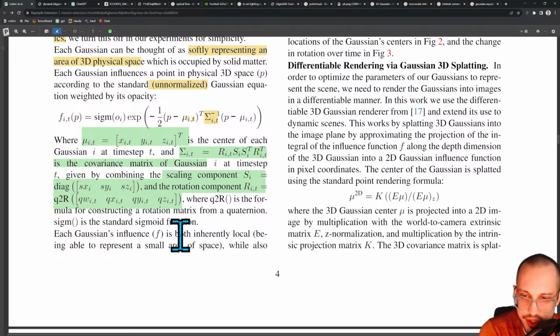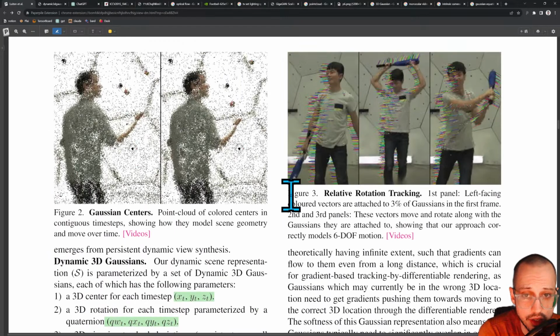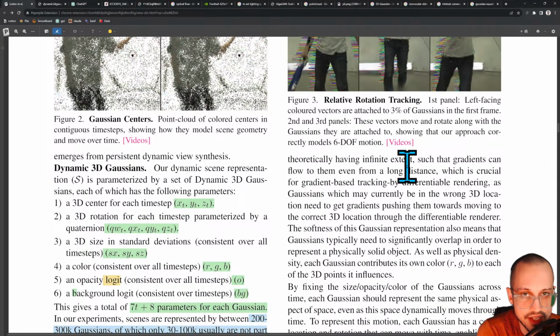Each Gaussian's influence is both inherently local, being able to represent a small area of space, while also theoretically having infinite extent, such that the gradients can flow to them even from a long distance.